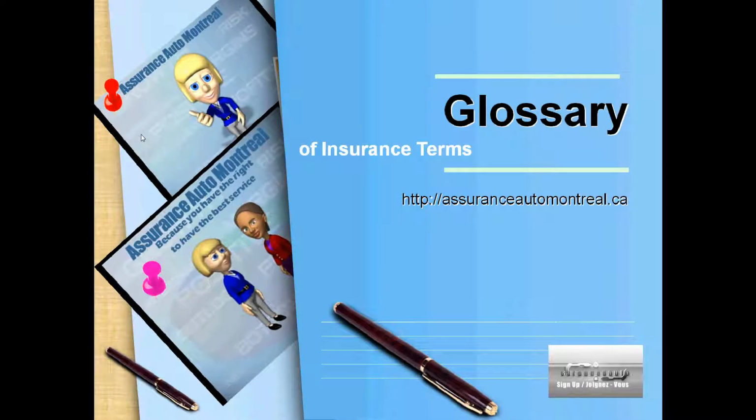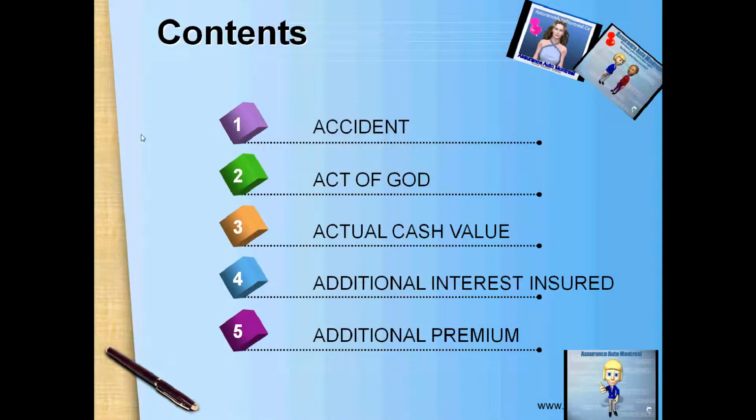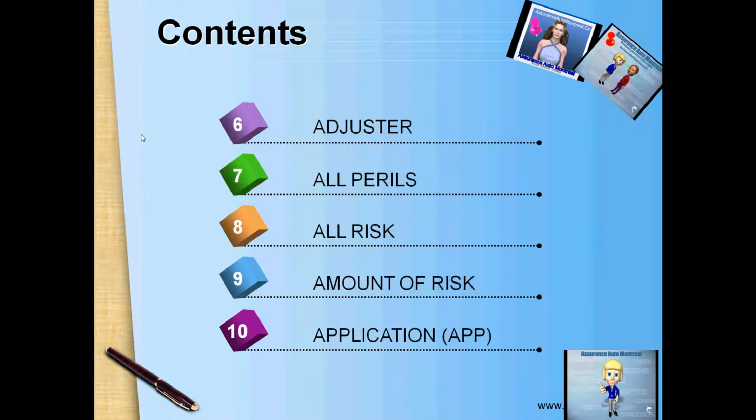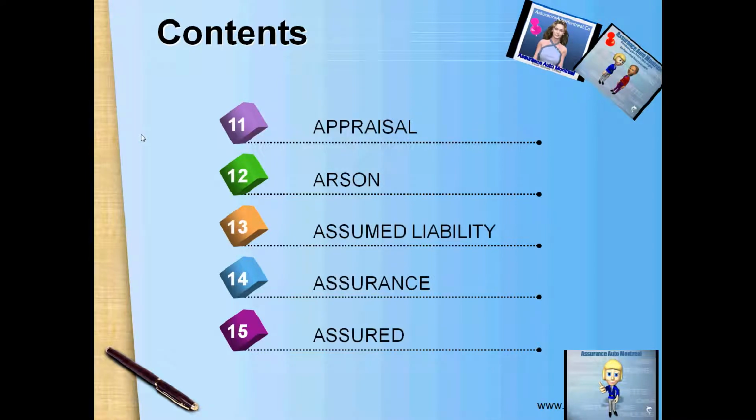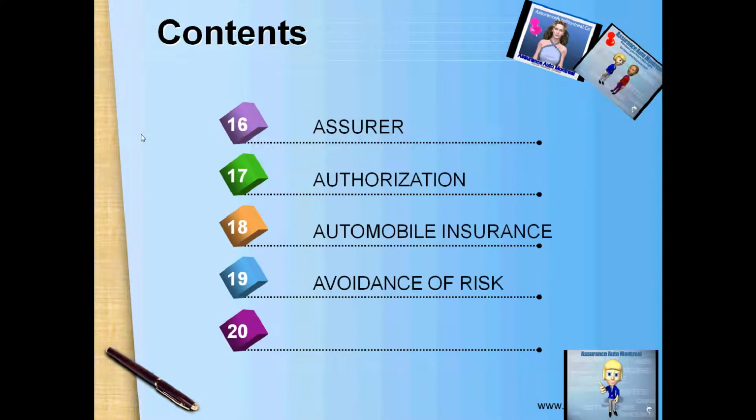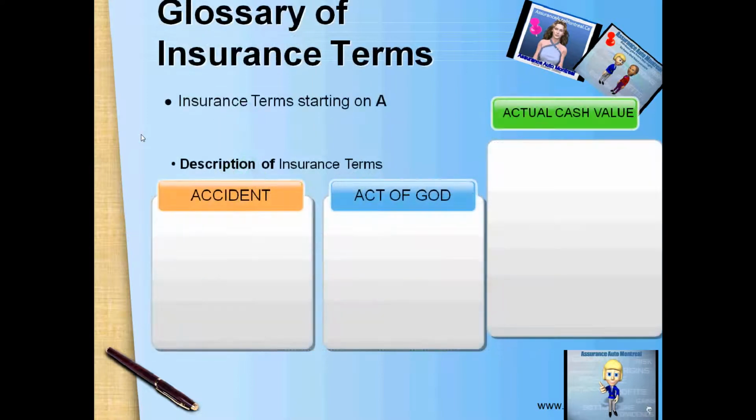Accident. The ACT of GOD. Actual cash value. Additional interest. Insured. Additional premium. Adjuster. All perils. All risk. Amount of risk. Application. Appraisal. Arson. Assumed liability. Assurance. Assured. Assurer. Authorization. Automobile insurance. Avoidance of risk.